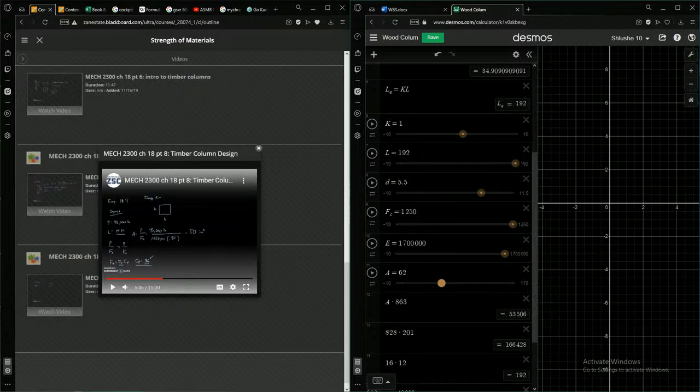63 is the next biggest one. That's 54,000. That's a little overkill. Maybe we can go an 8 by 8. So 7.5, with an area of 56. We'll go with the square beam.